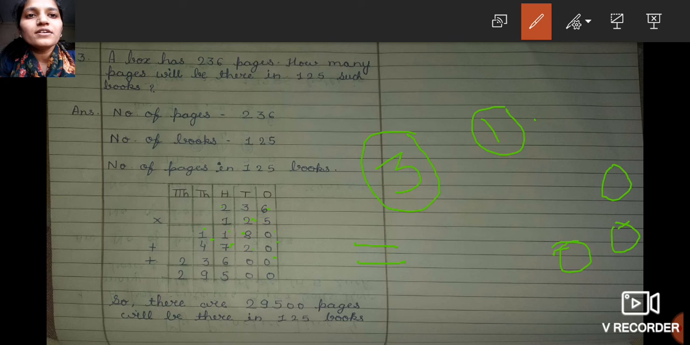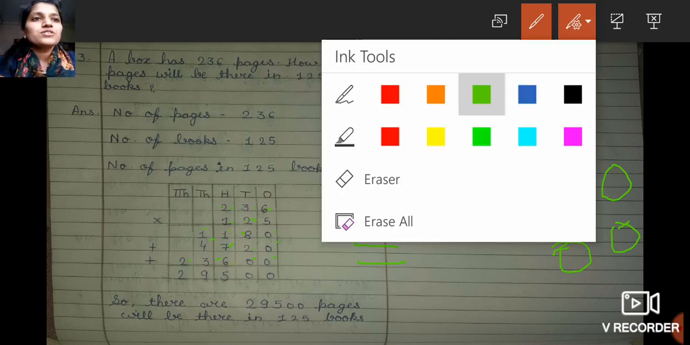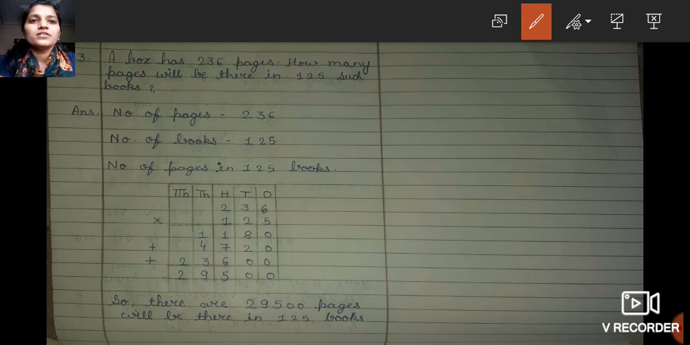So here I have given 2 zeros and now we have to multiply 236 by 1. We know that when we multiply any number by 1, we get the same number as the answer. So 236 I have written. Now students, what we are going to do, we are going to add all the 3 steps.